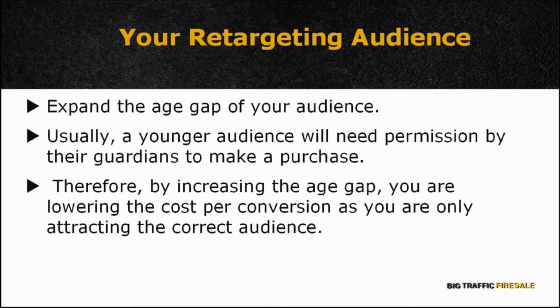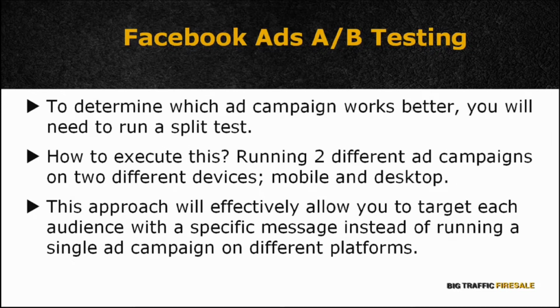audience's category. Another approach to retarget your audience is by expanding the age gap of your audience. For instance, you're putting up your ad where you're offering a software and the targeted audience are tech-savvy users. Most advertisers will pick an age range of 18 to 44. Usually, a younger audience will need permission by their guardians to make a purchase, or they don't have enough money to make the purchase. Therefore, by increasing the age gap, you are lowering the cost per conversion, as you're only attracting the correct audience. The fourth and final step is to run a Facebook ads A/B testing.